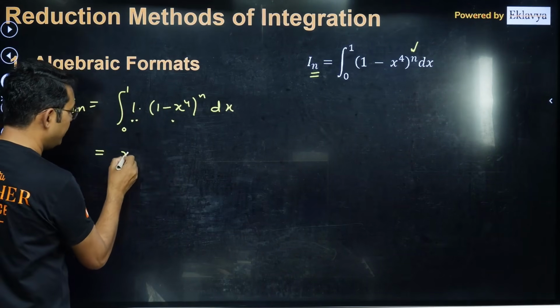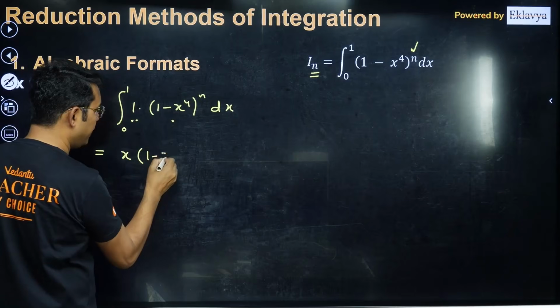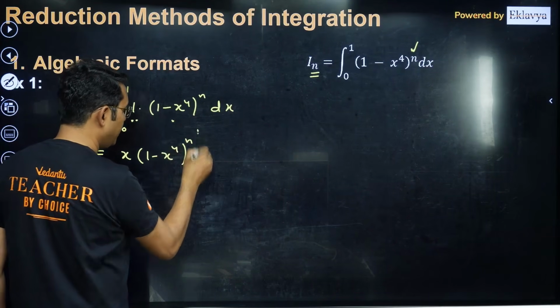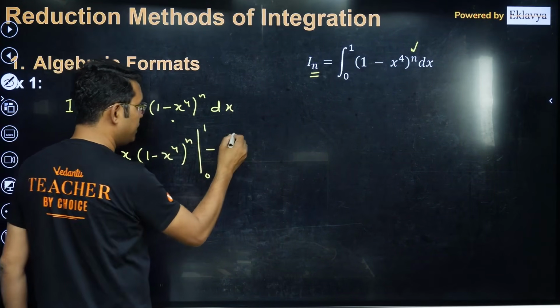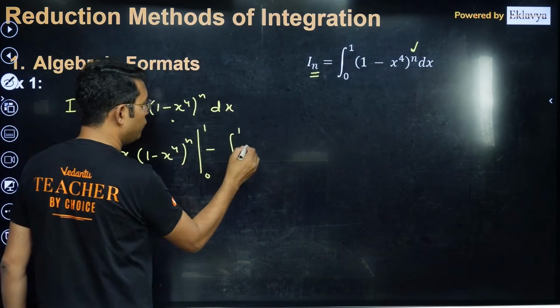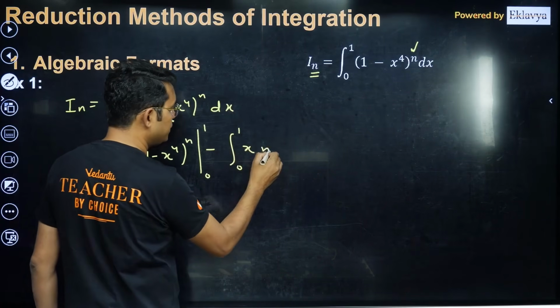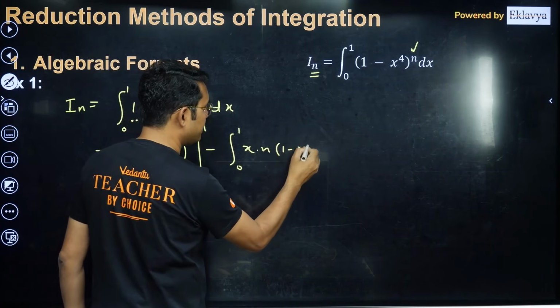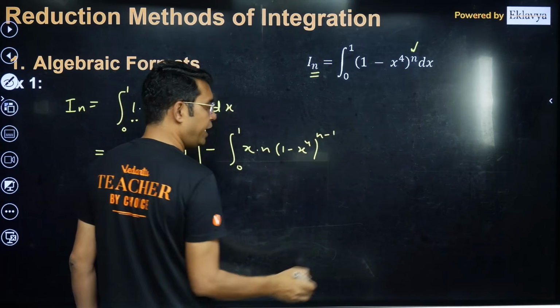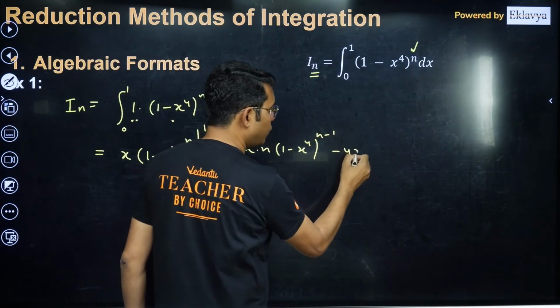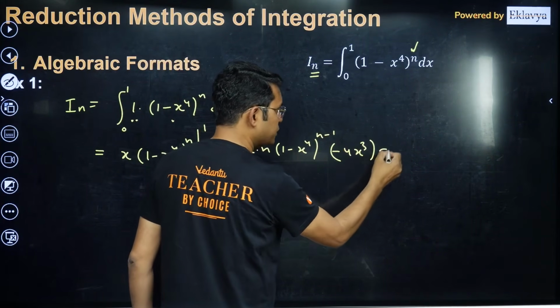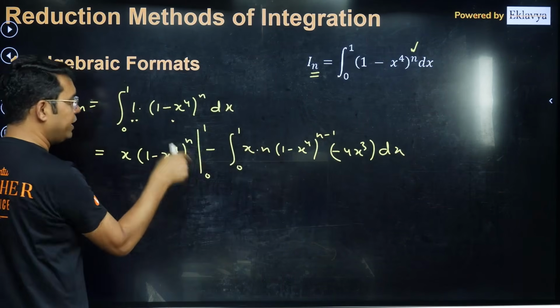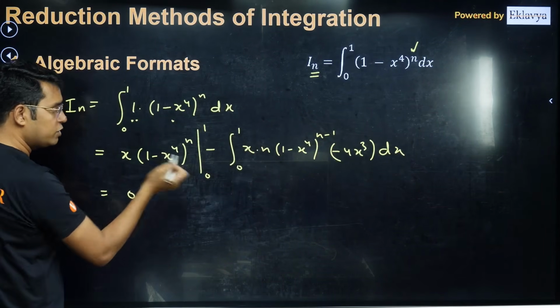So I will be having integral x into (1 minus x⁴)ⁿ, 0 to 1, then minus 0 to 1, integral of 1 is x, differentiation of this is n into (1 minus x⁴) whole power n minus 1 into minus 4x³ dx. Okay, now if you put 1 and 0 here, I think we get 0. So this will be just 0.